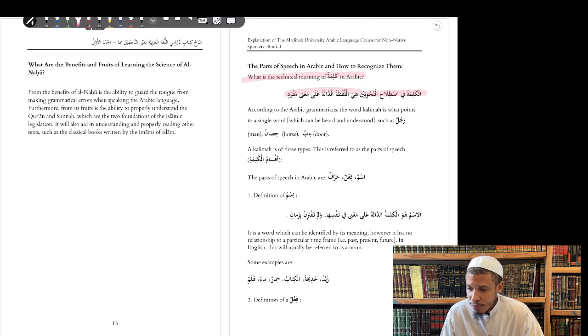Now, so for example, rajulun. Rajulun means man. You can hear it, and when it's said, you can understand. It means it's something known in the Arabic language. It means man.